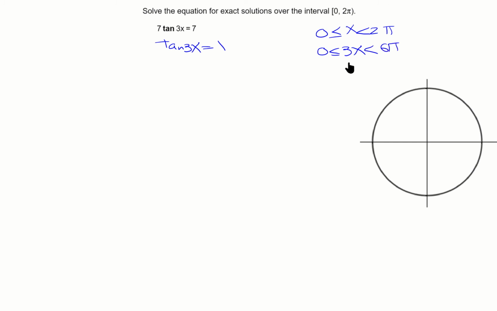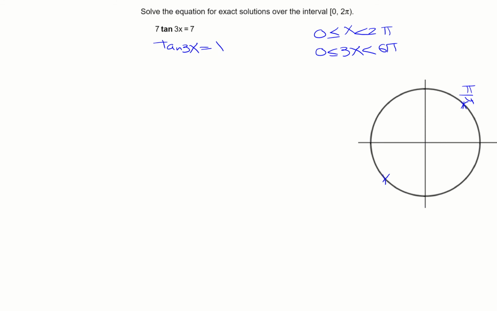So basically what this says is I can go around the circle 3 times looking for values of 3x whose tangent is 1. So as I start looking around the circle, I know the first place the tangent is 1 is right here because I know the sine and cosine are equal, therefore the tangent is going to be 1. So we have pi over 4, but we also know that there's another place around the circle where the sine and cosine are equal. Here they're both positive square root of 2 over 2. Here they're both negative square root of 2 over 2.